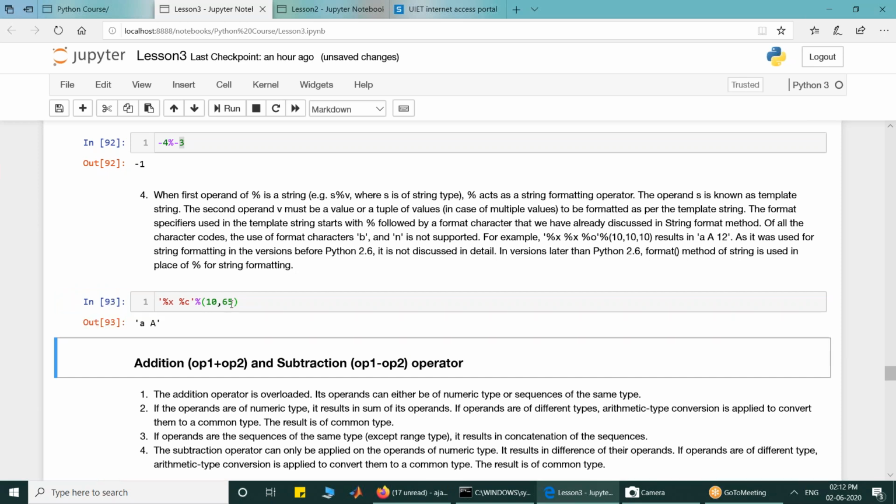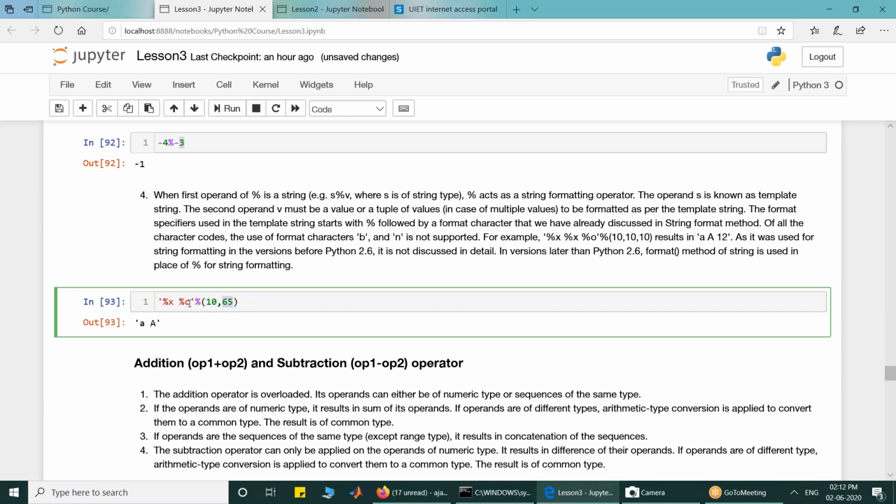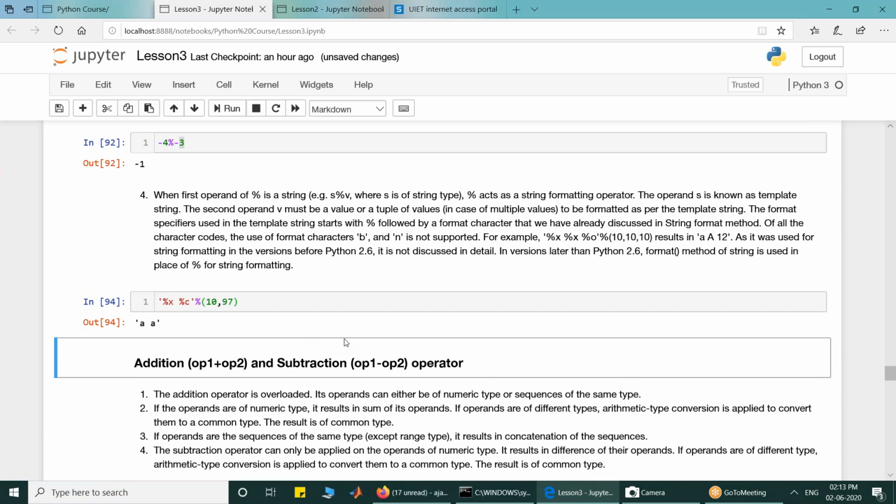So if I do that, it gives me A, and the character equivalent of 65 is capital A. Students, I want you to tell me the ASCII code, the character code for lowercase a. If I want to write lowercase a, tell me on the chat box what value I should substitute. Yes, 97 is the value that I should substitute here, so that it comes out to be lowercase a.